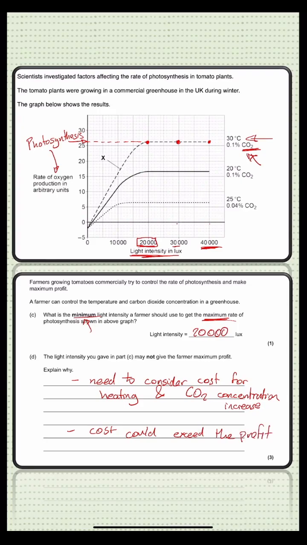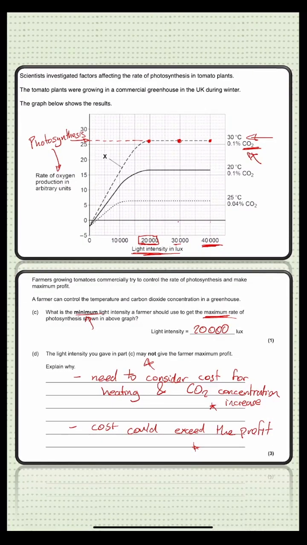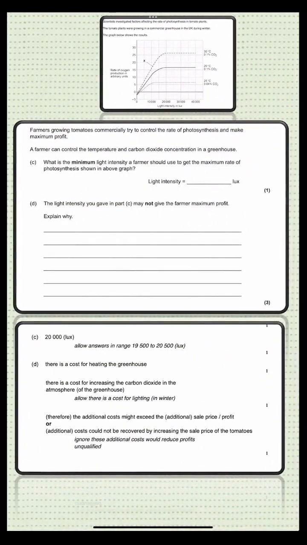So those are 3 points. We've got one point about the heating, another point about CO2 concentration, and the third point is about the costs exceeding the profit. So let's see what else the mark scheme accepts. I think it was quite strict actually for this question. The first one was fine, 20,000. They did accept a range, slightly higher, slightly lower, because it wasn't exactly 20,000.